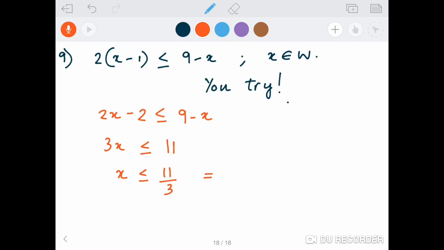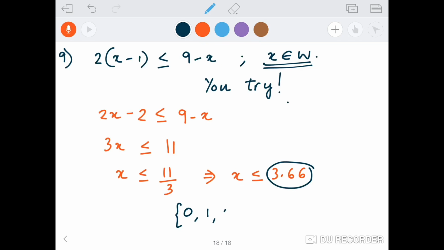You know 11 by 3 is 3.67. So think of all whole numbers that are less than or equal to 3.67. I know whole numbers start from a 0. 3.66 is not a whole number. So think of all whole numbers that are less than 3.66, which would just be 0, 1, 2 and 3.